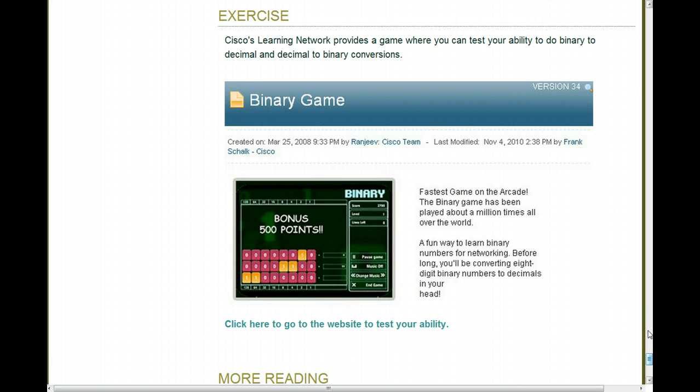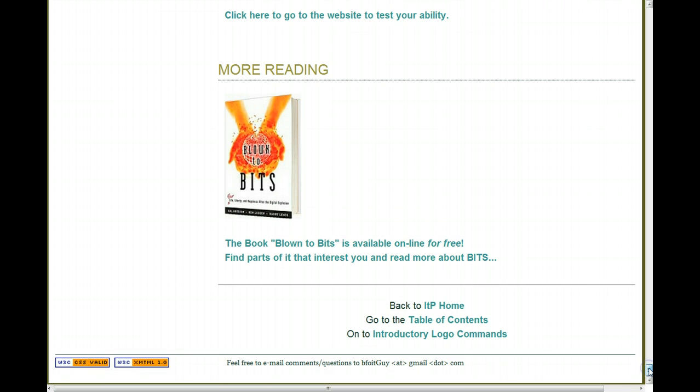When was the last time you got to play a game as an exercise? Here's a game that will help you get good at working with binary numbers. Try it out. And finally, for some more interesting reading, here's a great book, Blown to Bits. It's free on the net.